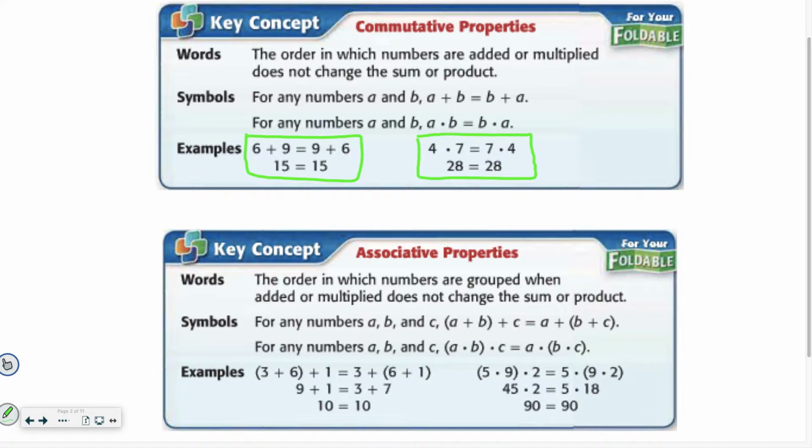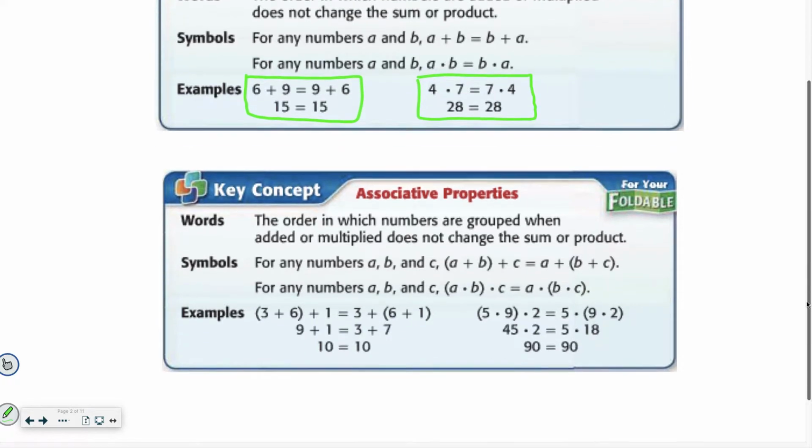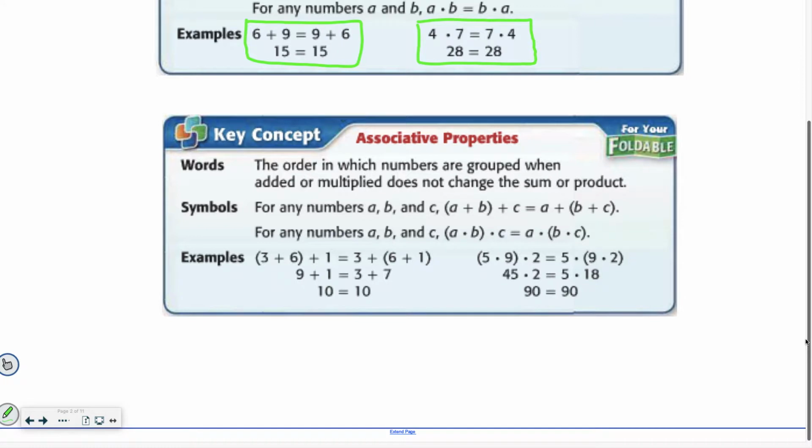Multiplication works the same way. 4 times 7 equals 7 times 4. Okay, they both equal 28. So that is the commutative property. The associative property is when you change the grouping. So this is when parentheses get involved, okay? Parentheses are really important for this property.